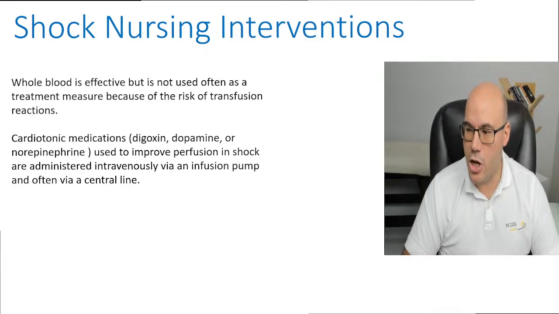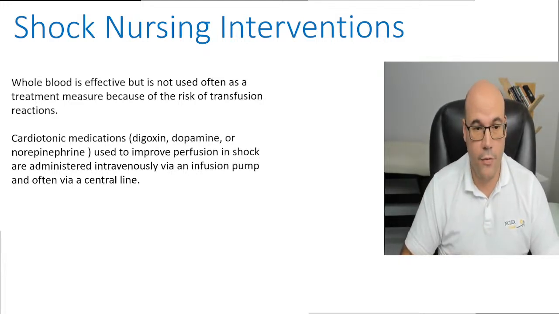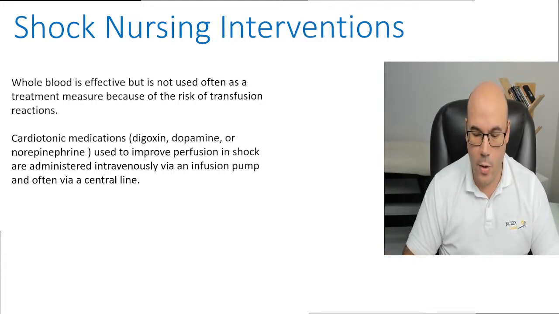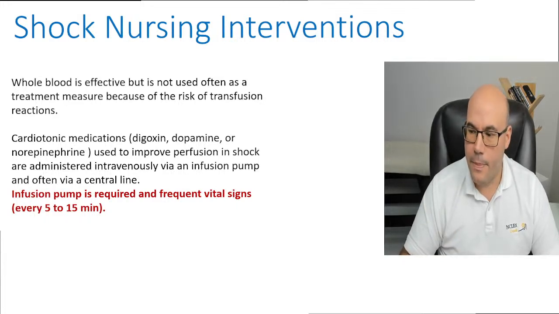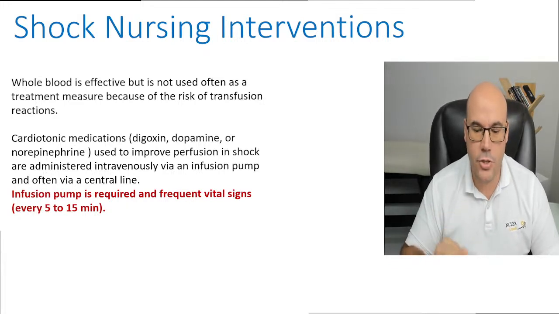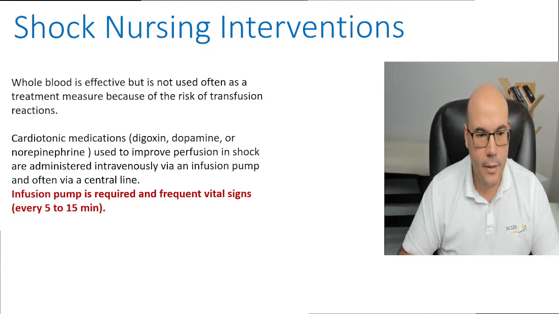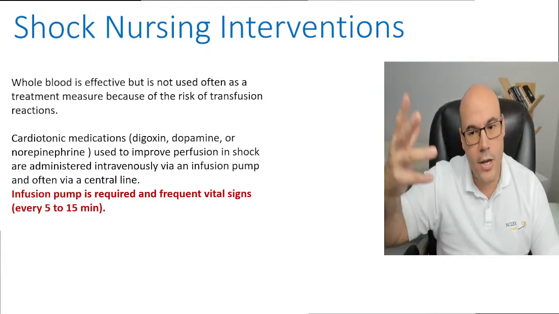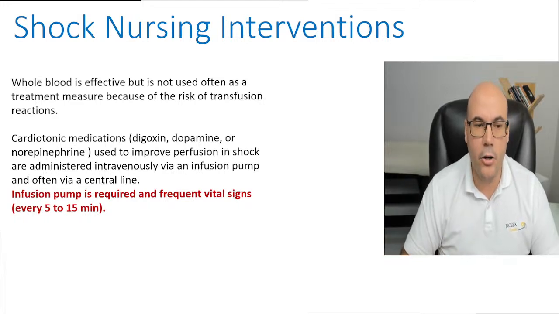Cardiogenic medications such as digoxin, dopamine, which is one of the medications in the question that we're dealing with today, and norepinephrine. These medications are used to improve perfusion in shock. They are administered intravenously via an infusion pump and often via a central line. NCLEX tip: for this medication, an infusion pump is required because the medication is going to be titrated. What does titration mean? It's going to be increasing or decreasing the rate depending on how the mean arterial pressure is responding.